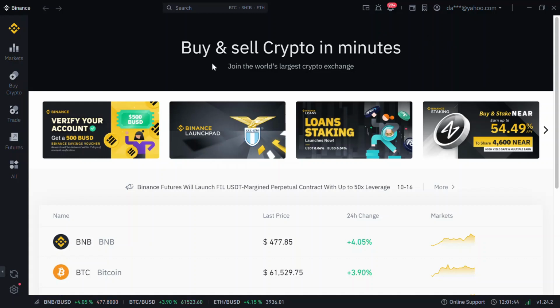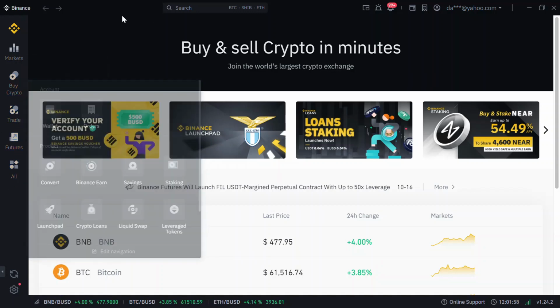So the first thing you do need to know about futures trading is the interface. Okay, so right here on your mobile device, when you check it out, you see these: your home page, market, trade, futures, and then your wallet.